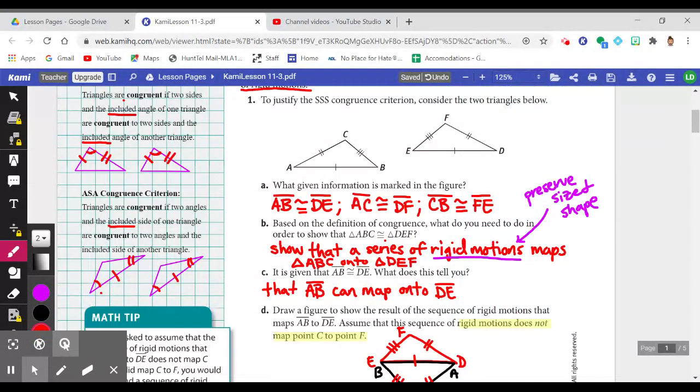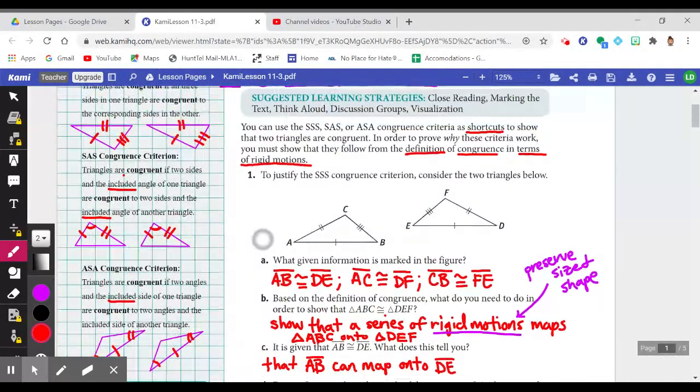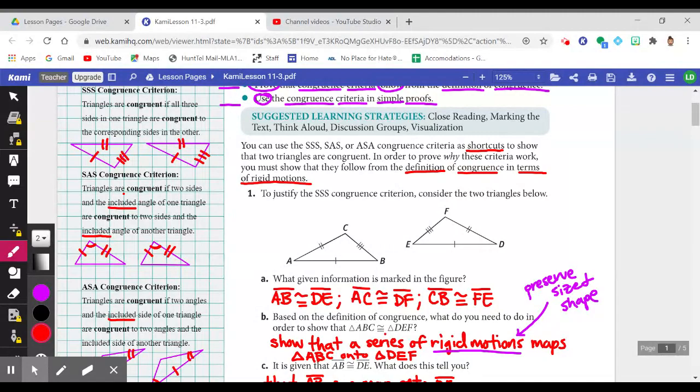So hopefully you took a second and tried this one on your own. Maybe the wording confused you a little bit. To justify the side congruence criteria, consider the two triangles below. Notice these two triangles are marked very similar to the sample one I gave you over here.